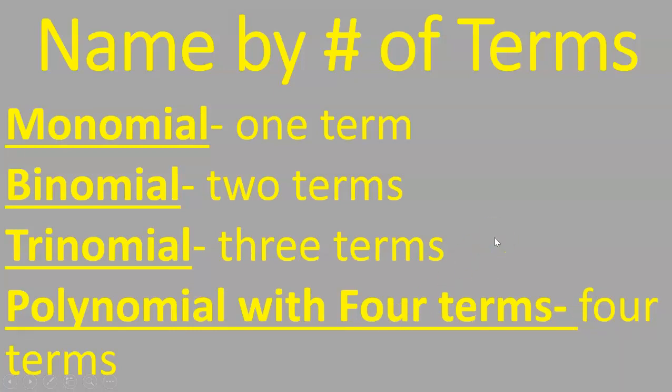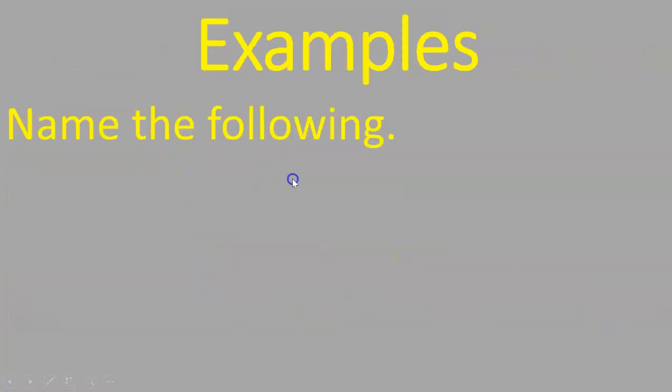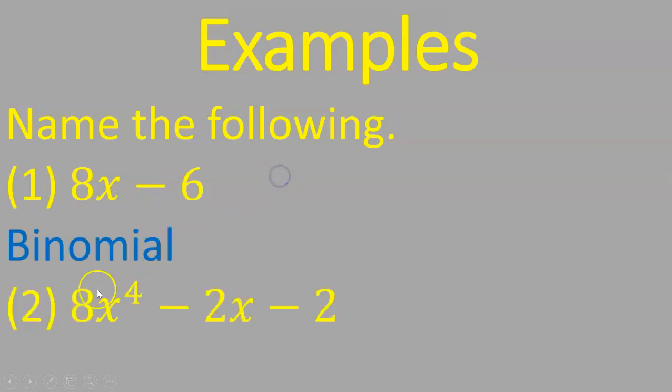Now, if you're not sure what a term is, we'll illustrate. Name the following. 8x minus 6. A plus or a minus sign separates terms. So this has 1, 2 terms. Therefore, it's a binomial. Here, you're separated again by minus signs. You could see a plus, but 1, 2, 3. This is a trinomial. One note here: if you happen to have like terms, like let's assume this was 8x minus 2x instead of 8x to the fourth, you would combine those like terms before making the declaration. So if this was 8x instead of 8x to the fourth, it actually would be a binomial in disguise because you'd have to combine them first.